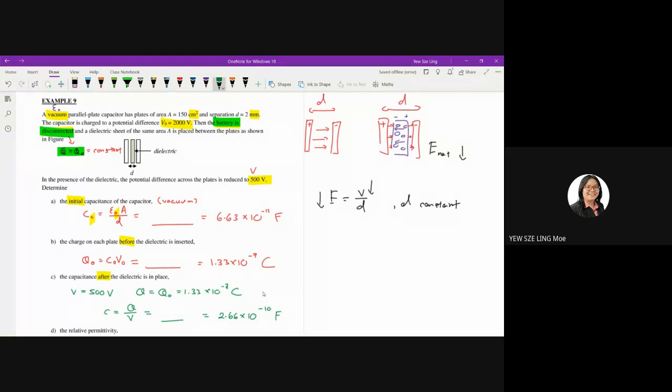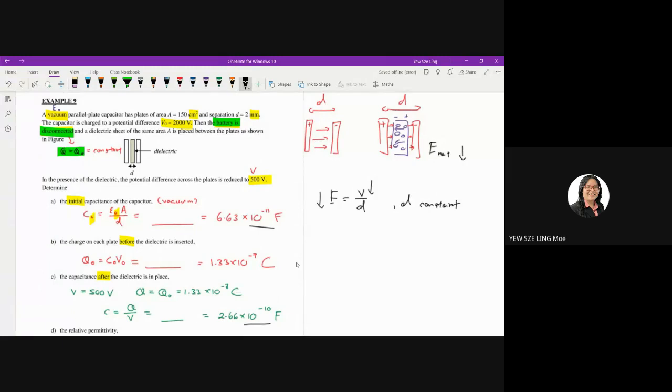Now let's see whether my answer makes sense. Based on what we have learned in the lecture, when you insert a dielectric into a capacitor, C should increase. Initially I have 6.63 times 10 to the power of -11. After I insert the dielectric, it becomes 2.66 times 10 to the power of -10. Obviously my C increased with the presence of the dielectric, so yes, my answer makes sense. If you calculate and get a value that is smaller than your C naught, then there must be something wrong in your calculation.